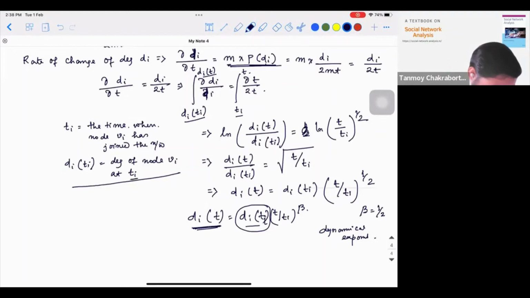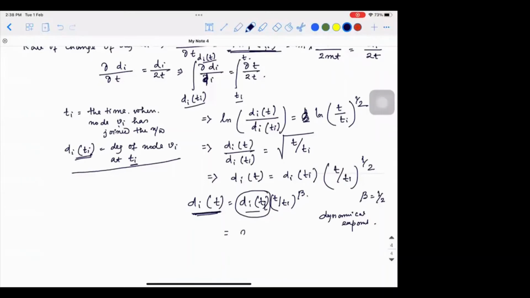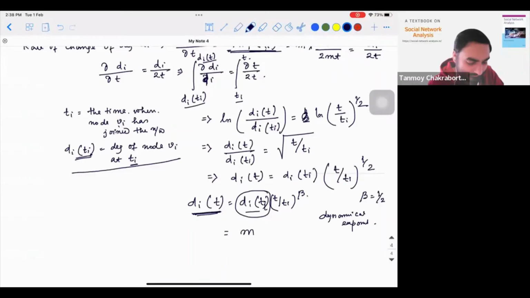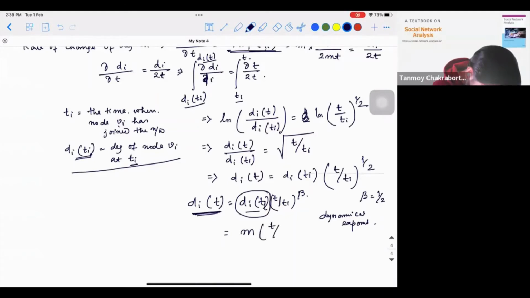Now, what is time ti? ti is the time when vi has joined. So that means this is the degree of node vi when it has joined. Now, when vi has joined, what's the degree of vi? Tell me. It would be m, because a node joins with degree m always. So this would be m times t by ti to the power beta.